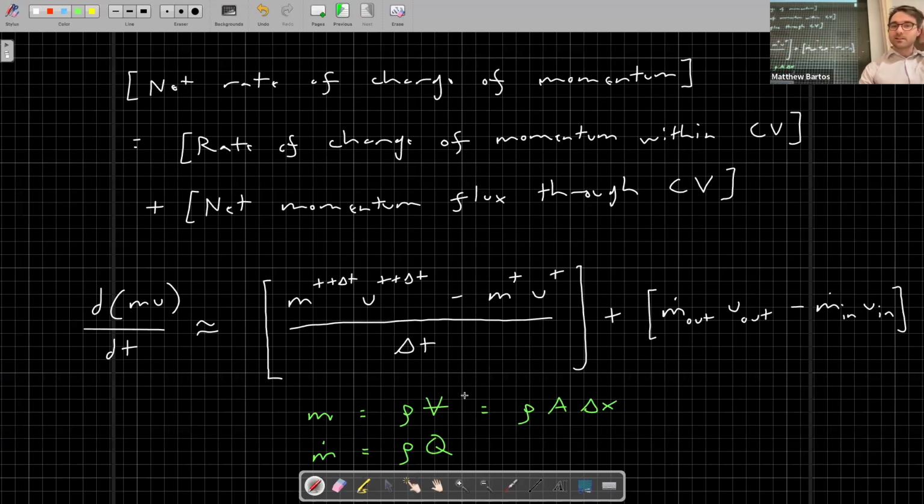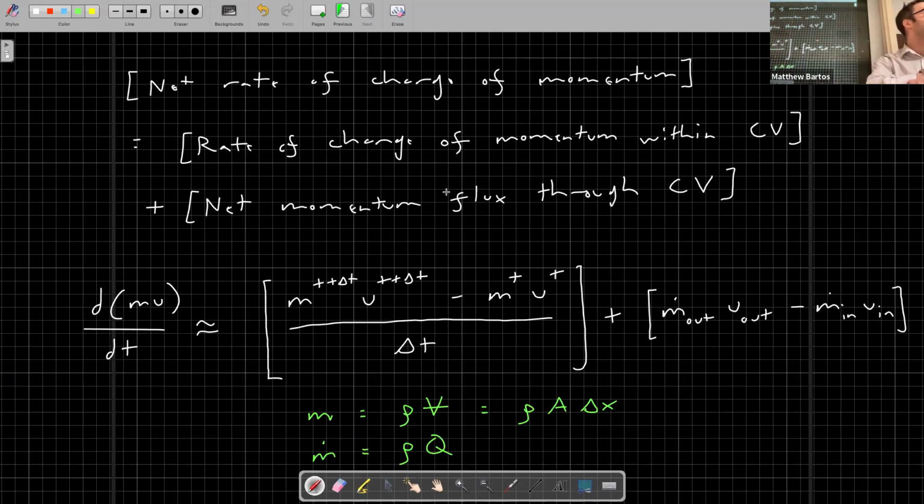So let's apply these two simplifications. Yes, for all of these, we're just looking at the mean velocity of flow. Yes, good question. Sorry, can you explain?